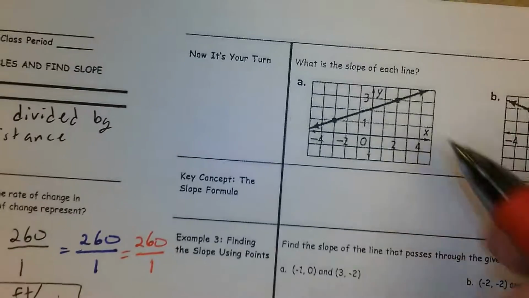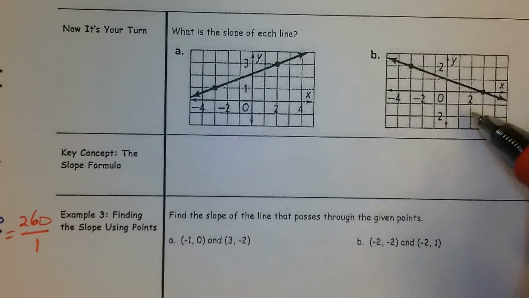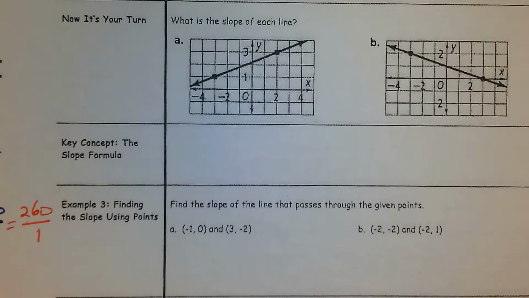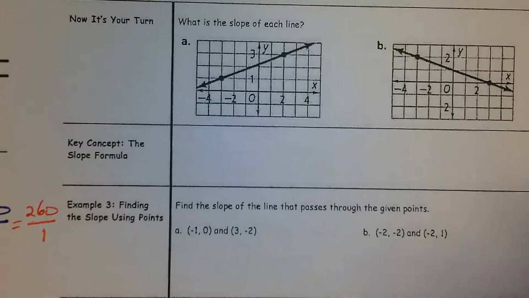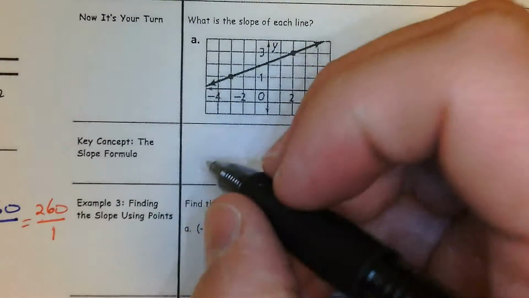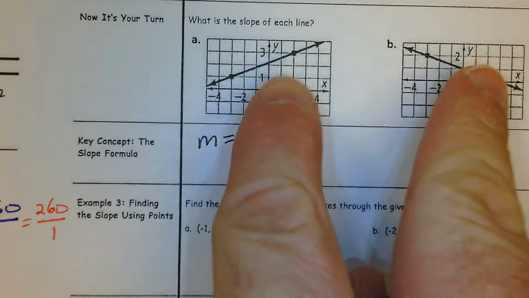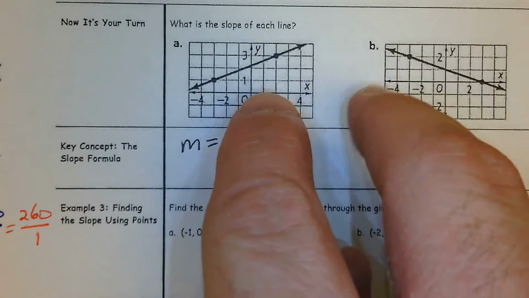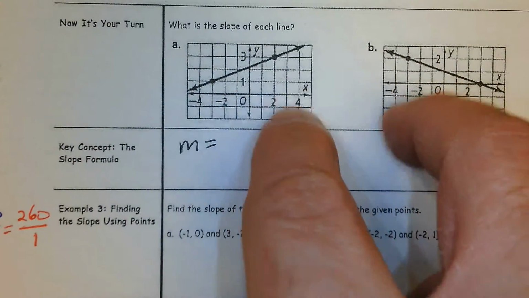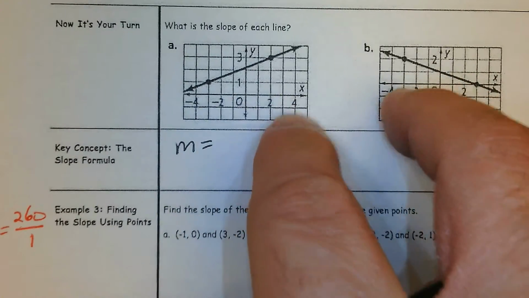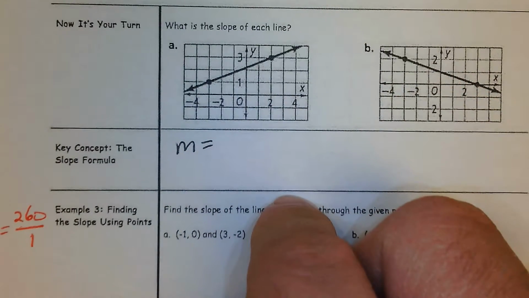Okay, you're going to do these two on your own. Alright? And we're going to talk about the slope formula. Before I forget, when you do these two on your own, you need to ask me or Mr. Kimmel, come up to us so we can double check your answers and tell you if you're right or wrong before you move on to the rest of the notes.